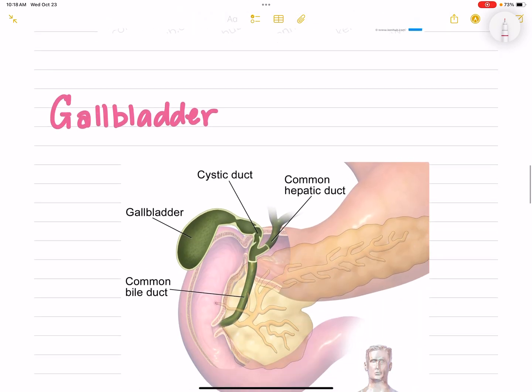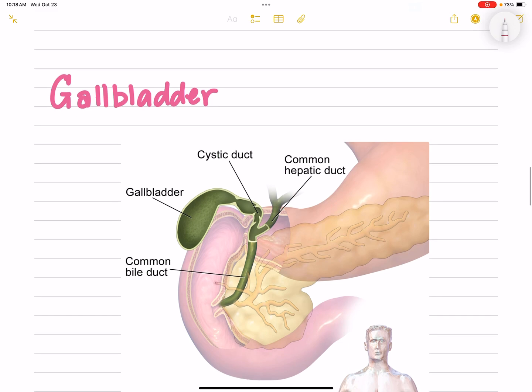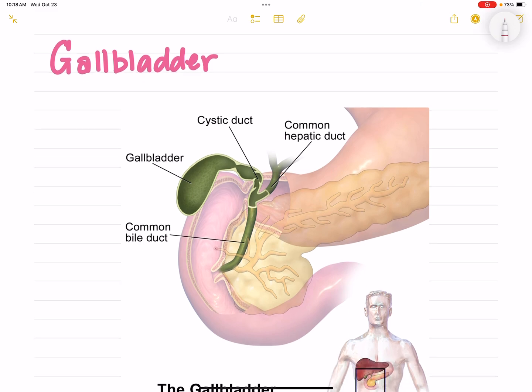Gallbladder natin. So, this is our gallbladder. A small sac on the inferior surface of the liver that stores concentrated bile. So, contains cystic duct that joins common hepatic duct to form the common bile duct. So, this is the common hepatic duct. Connected na sila. This is the gallbladder. So, ang bile naton, dira gina-store ang bile, ha?